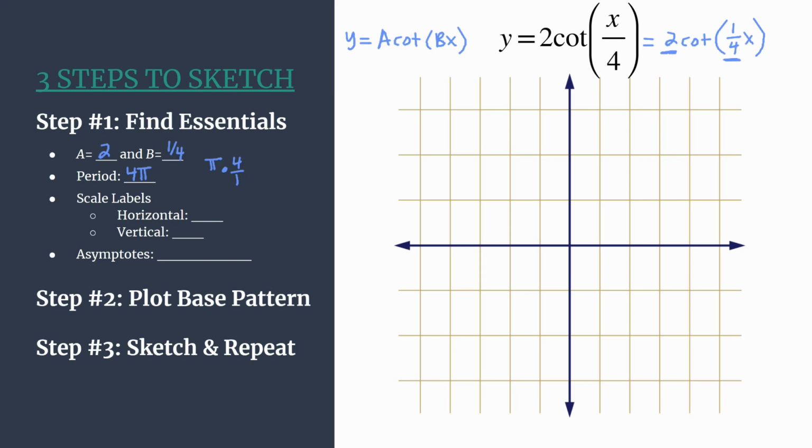All right, so now we're going to choose how to label our axes. And I like to be intentional for the horizontal axis. We know that our base pattern in the second step has 4 key components. So I like to take the period and divide by 4 and use that value to count the horizontal axis tick marks. And that ensures that each key feature aligns nicely with a horizontal tick mark. So take 4 pi divided by 4. We'll count by pi on the horizontal axis.